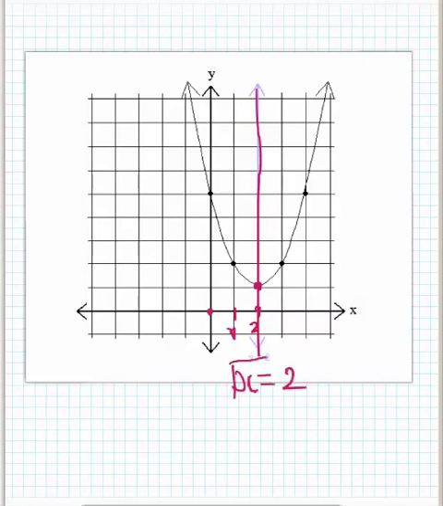We knew x was 2 because all we had to do was go to our turning point, look at the x value of our turning point, and write it as an equation. We know this equation, if we draw it, gives us a vertical line. And that's it. So hopefully you understand the axis of symmetry a bit better. Just remember, all you have to do is locate the turning point, locate the x value, and write it as an equation. Thank you.